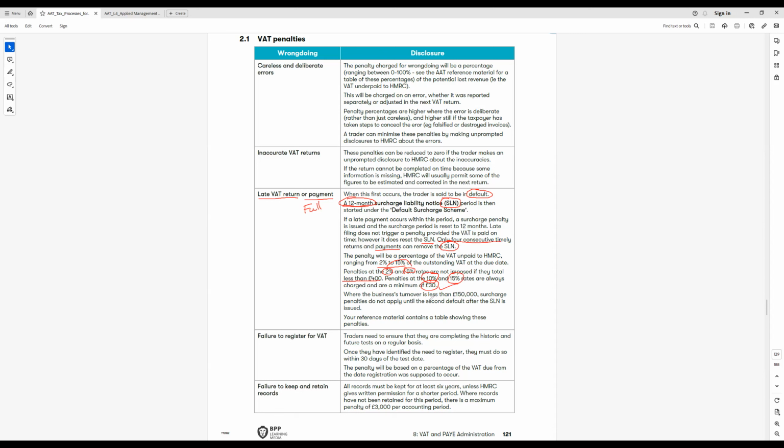Where the business turnover is less than 150,000, a surcharge penalty does not apply until the second default after the SLN is issued. So if the business has a turnover of less than 150,000, the surcharge penalty will not apply until the second default after the SLN is issued. Your reference material contains a table showing this penalty.